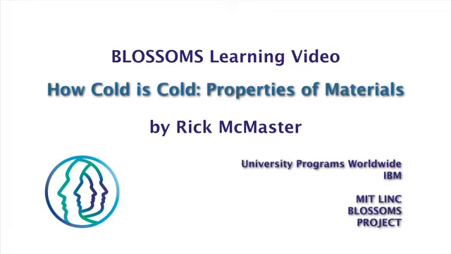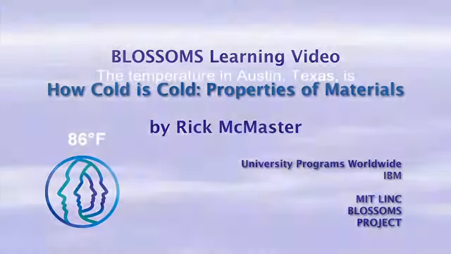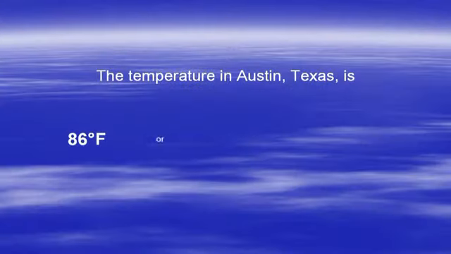This time we'll take a look at some material properties at lower temperatures. We'll start outside at our IBM campus in Austin, Texas. Today it's about 86 degrees Fahrenheit or 30 degrees Celsius or 303 Kelvin.